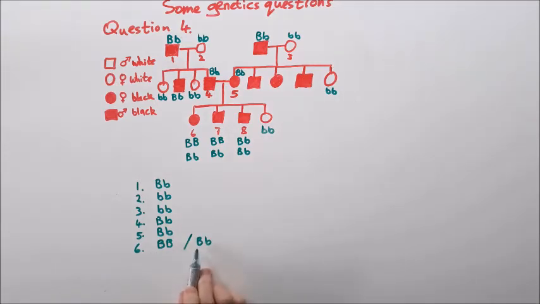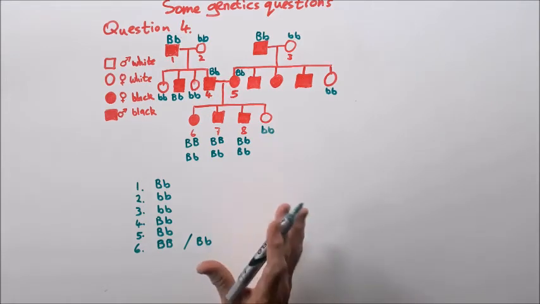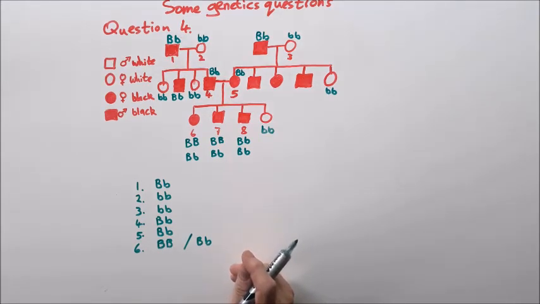Now there's a very interesting thing. You have to say that it's both. It could be that or that. If you just write big B, you are right, but you won't get your marks because you must explain that it could also be heterozygous. Right, that answers question number 4.1.